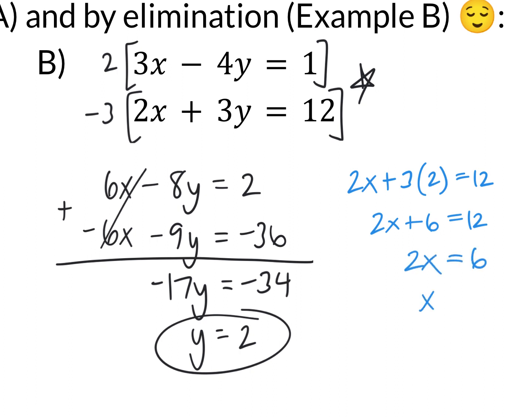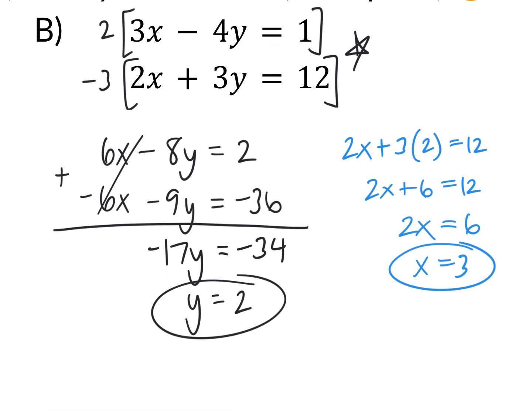And I get x to equal 3. Okay, but again, if you left this as your answer on your little mini quiz or on your test, I would take off a half a point because I need you to write this as a coordinate. This would be (3, 2) for your final answer. Okay.